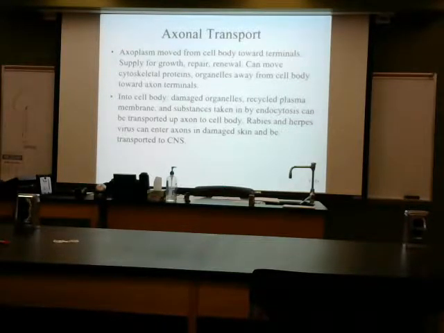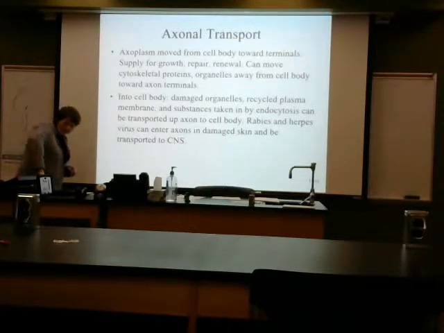Now, this terminal end, what can it be connected to? What could it be making a connection with? It could be making a connection with a muscle, a gland, or another neuron. Okay, everybody following me so far? So that was pretty much the point that we left off.